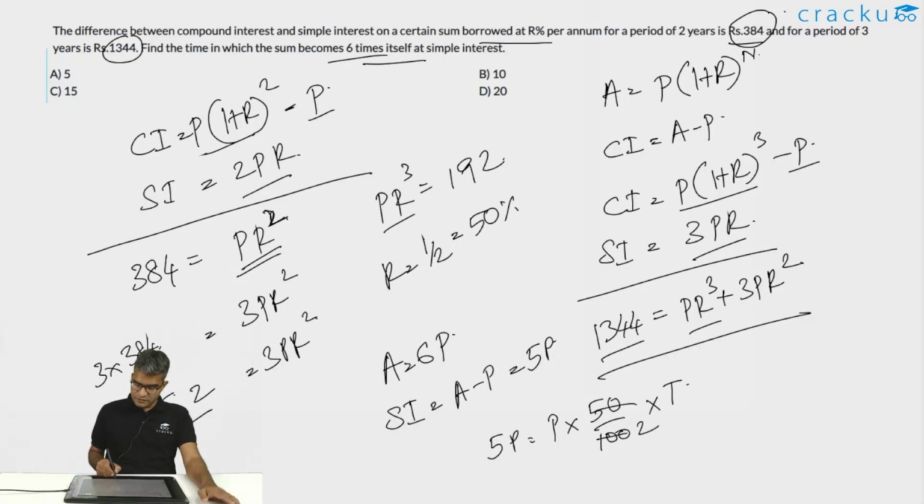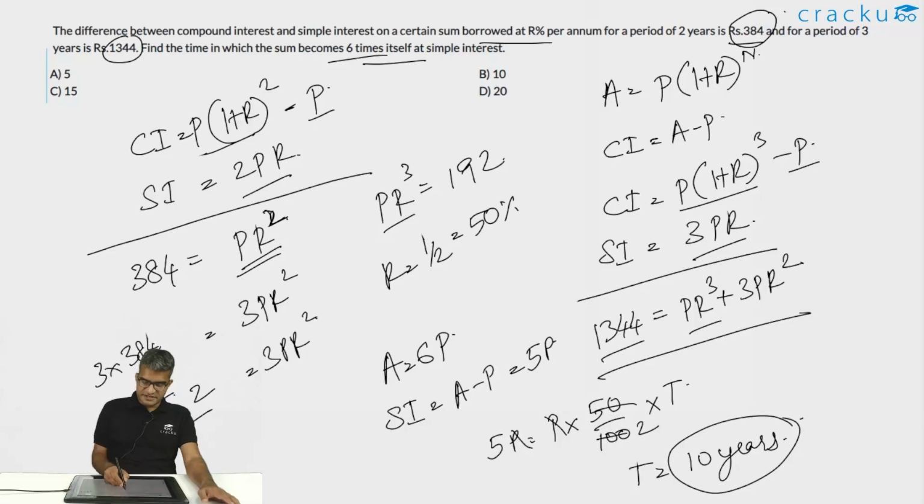This is 1 by 2. You can cancel p on both sides, and the value of t is equal to 10 years. So the answer for this question is option B.